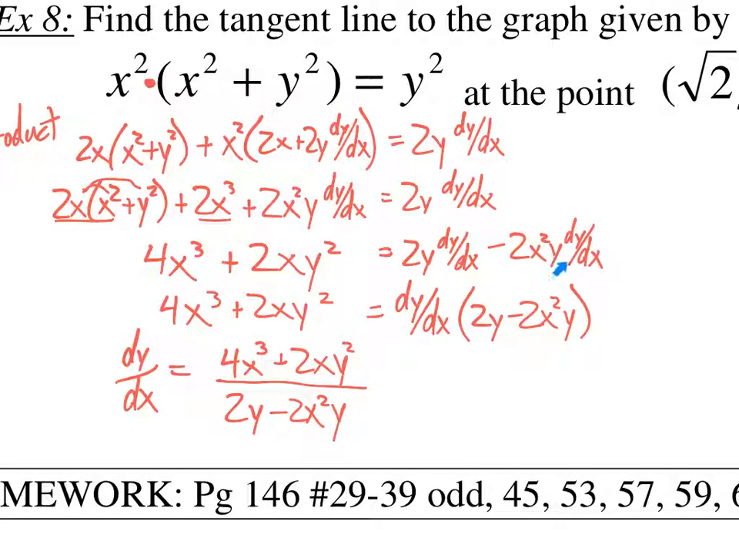Now on the right side, since both of these have dy dx's, I'm factoring it out. And then I can divide by this set of parentheses to get dy dx equal to 4x cubed plus 2xy squared all over 2y minus 2x squared y. Is it possible for the dy dx's to cancel out? It should not.